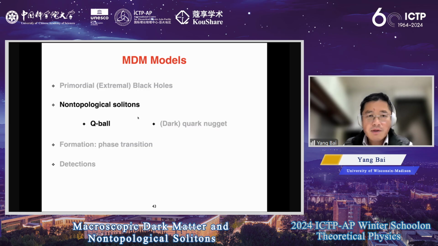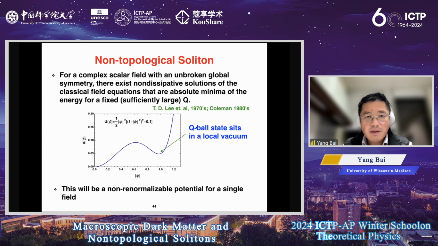Okay, so let me start with one class of non-topological solitons. As I mentioned yesterday, T. D. Lee studied this object until the late 80s. Probably some later part of his research is about this kind of non-topological soliton. So what is this object? Later on, it was revisited by Coleman, who provided a better name, called it a Q-ball.